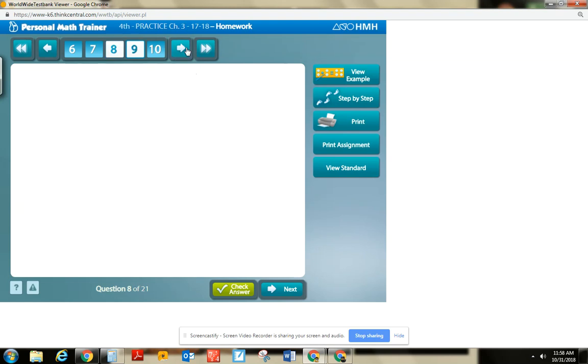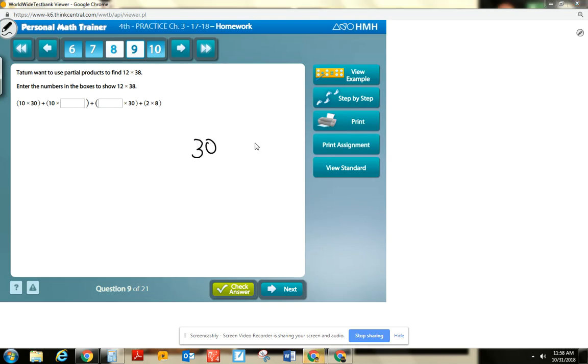Next question, number 9. Tatum wants to use partial products to find 12 times 38. All right, so partial products, that window method. We got 38, we got 12. 12 is kind of tough for some of us to do with expanded form. But make sure that you're doing that ten and then the 2, right? And there's only 1 ten in 12.